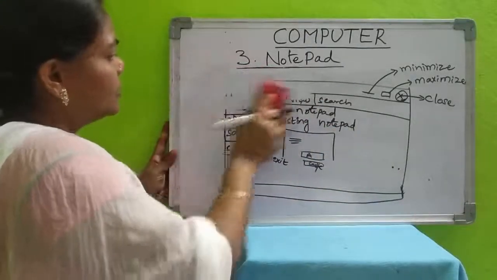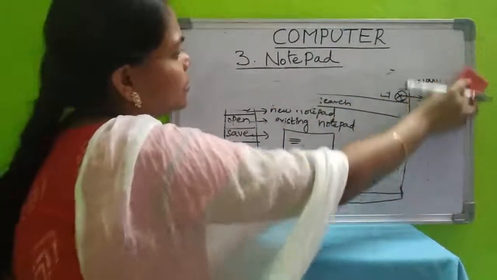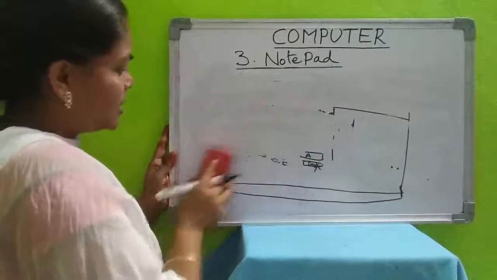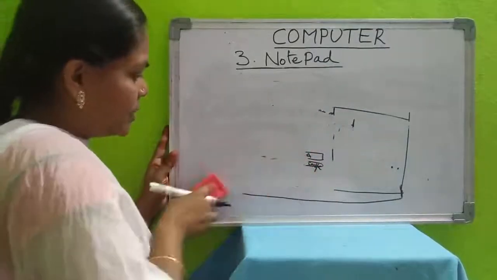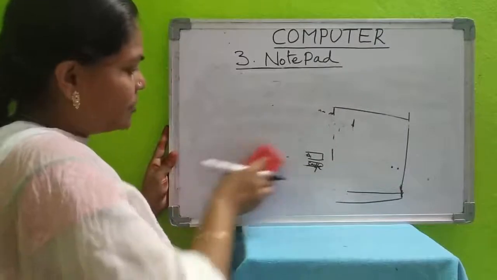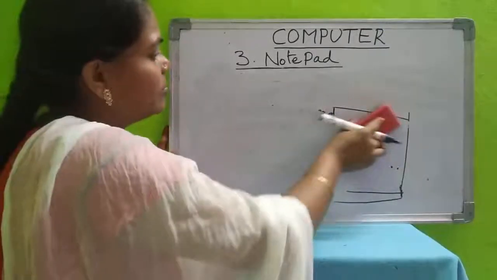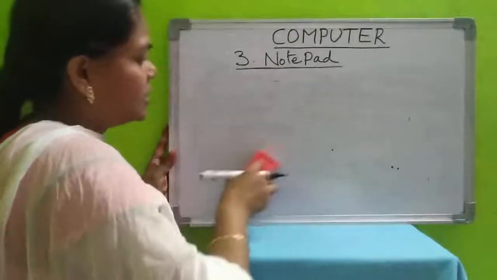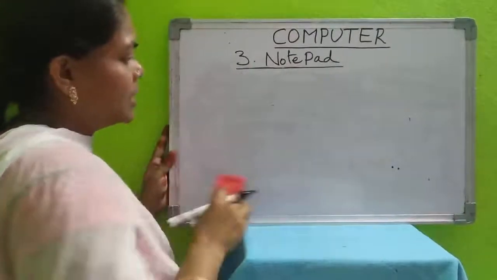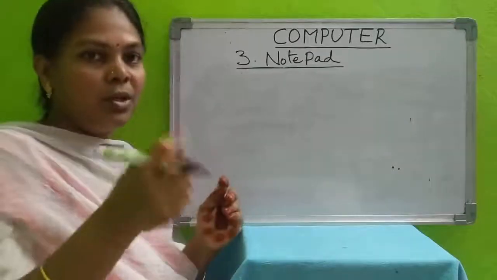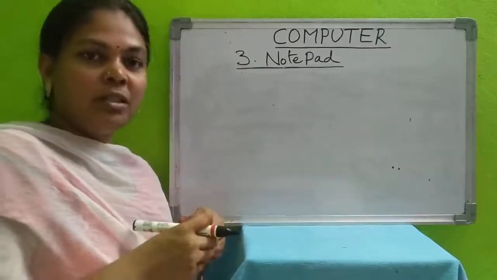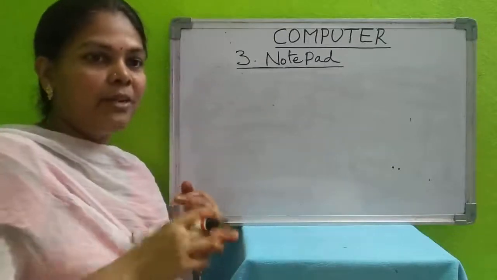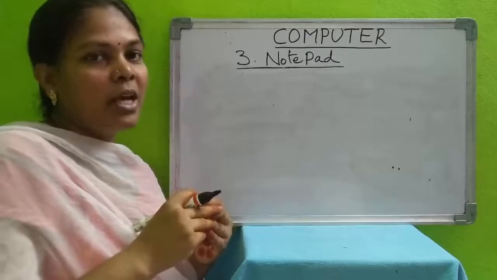So these are the 4 options. Using New, you can open a new Notepad. Using Open, we can open an already existing one. For that also a window will be opened, and whatever Notepad you want to open, you have to mention that name there. Then only that Notepad will be opened. And Save is to give some name. Suppose you don't write a name on your notebook, who will recognize it? Can you recognize it? No. So to recognize your Notepad and to store it in the computer, you have to save it.